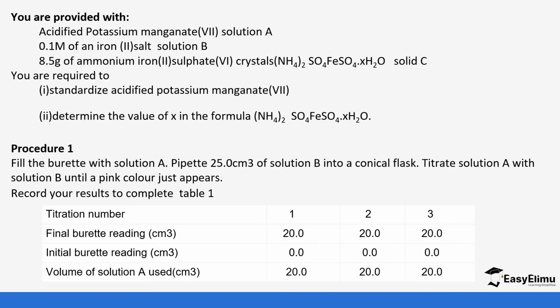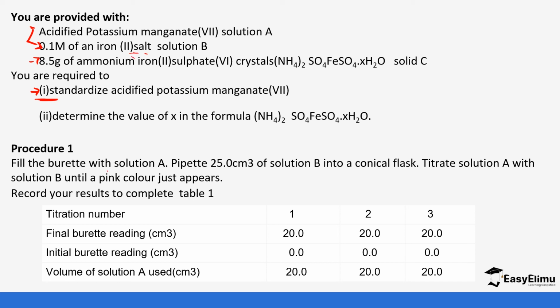So we are only going to look at part 1 of this titration question. We have acidified potassium permanganate, solution A, and 0.1 molar iron 2 salt, solution B. So we are going to use these two solutions. You're not going to use this one in this case. You are required to standardize potassium permanganate using iron 2 salt.